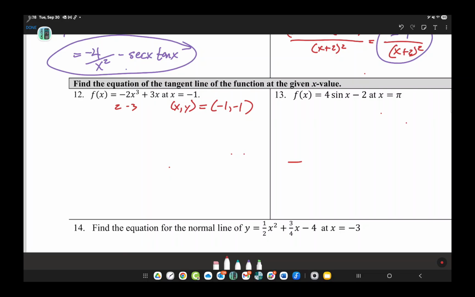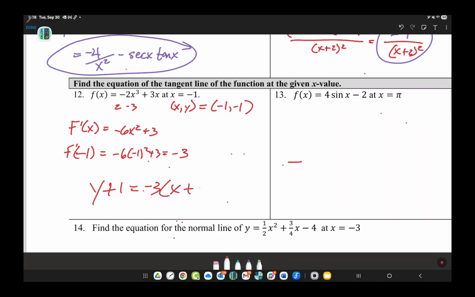And then I do the derivative. So f prime of x, easy enough, is negative 6x squared plus 3. So f prime of negative 1 is negative 6 times negative 1 squared plus 3, which gives you negative 3. So I use my point-slope form: y minus y1 is equal to my slope times x minus x1.